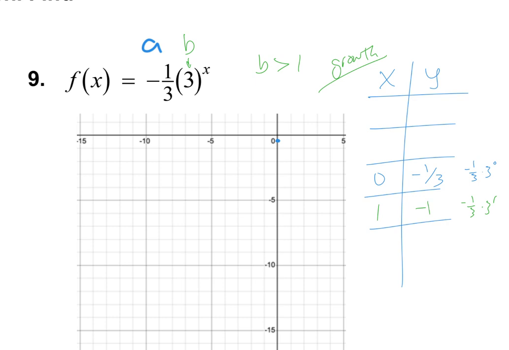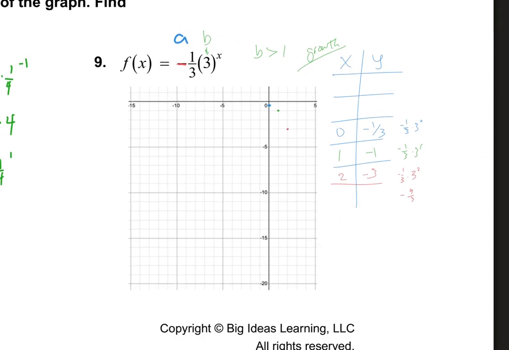-1. So 1, -1. And if you're like, wait a second, this is growth because that appears to be going down. It is, but this negative has flipped it. So let's keep going, like 2. -1/3 times 3 squared. Well, that's -9/3, which is -3. So 2, -3. And then if we did 3, so that's -1/3 times 3 cubed. That's -1/3 times 27, which is -9. So at 3, it's -9.